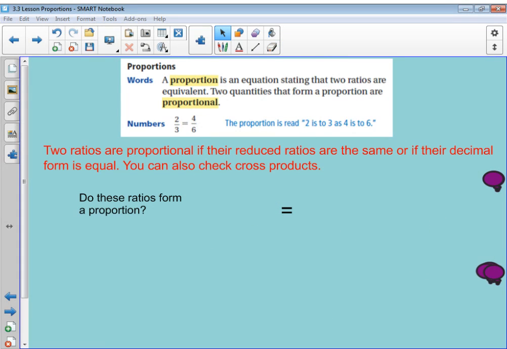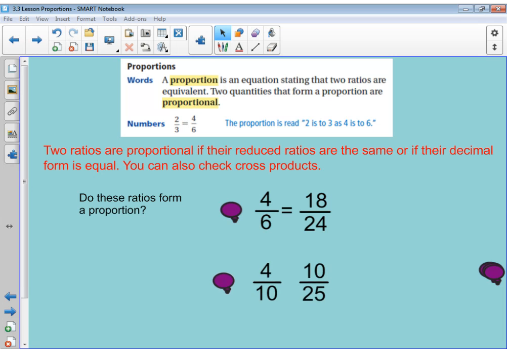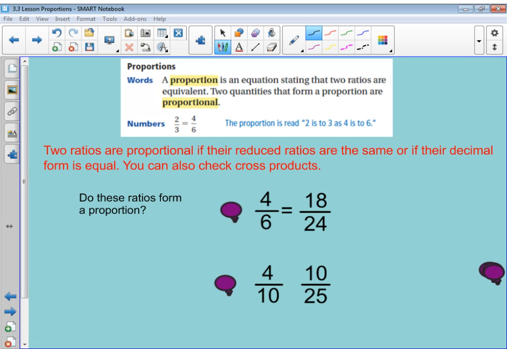Okay, so I want you guys to try this one on your own, as well as this one. And I need a equal sign between these. Okay, so go through and check those two. So you can pause your video so that you've got time to work. Go through and check those two and see if they are proportional to each other, or if they create proportions.